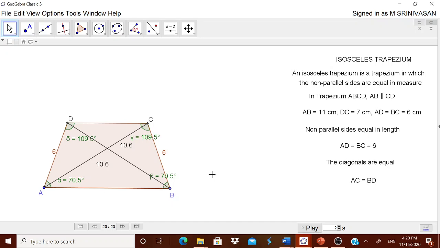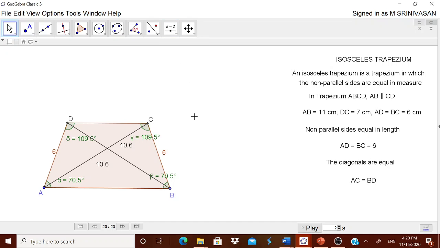What is the meaning of it? The adjacent angles are equal. The base angles are equal. Now another one is that suppose they add the opposite angles, 70.5 plus 109.5, what will happen to it? When they add it, then they will get 180 degrees. Okay, this is the way that the child can tell about its angles.